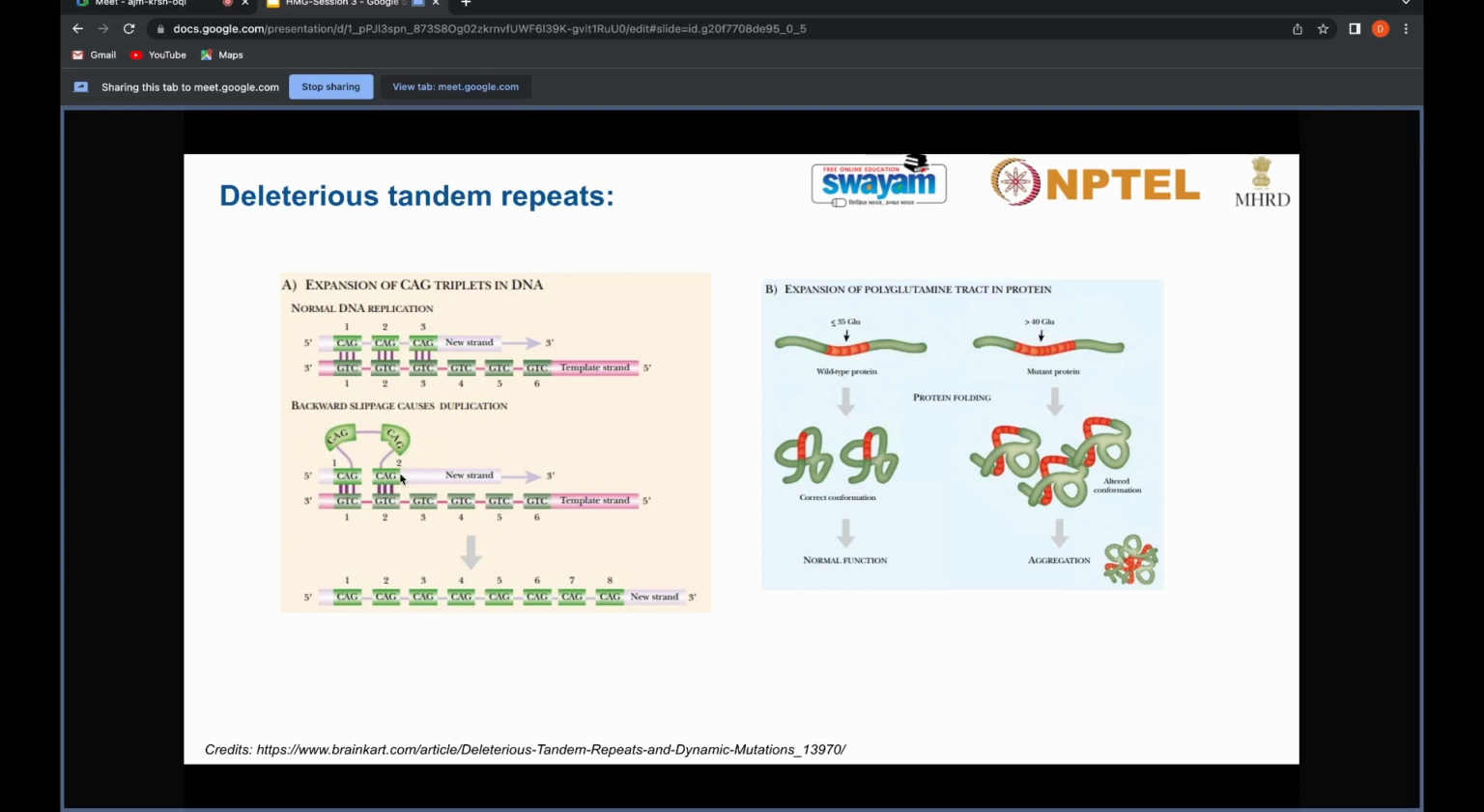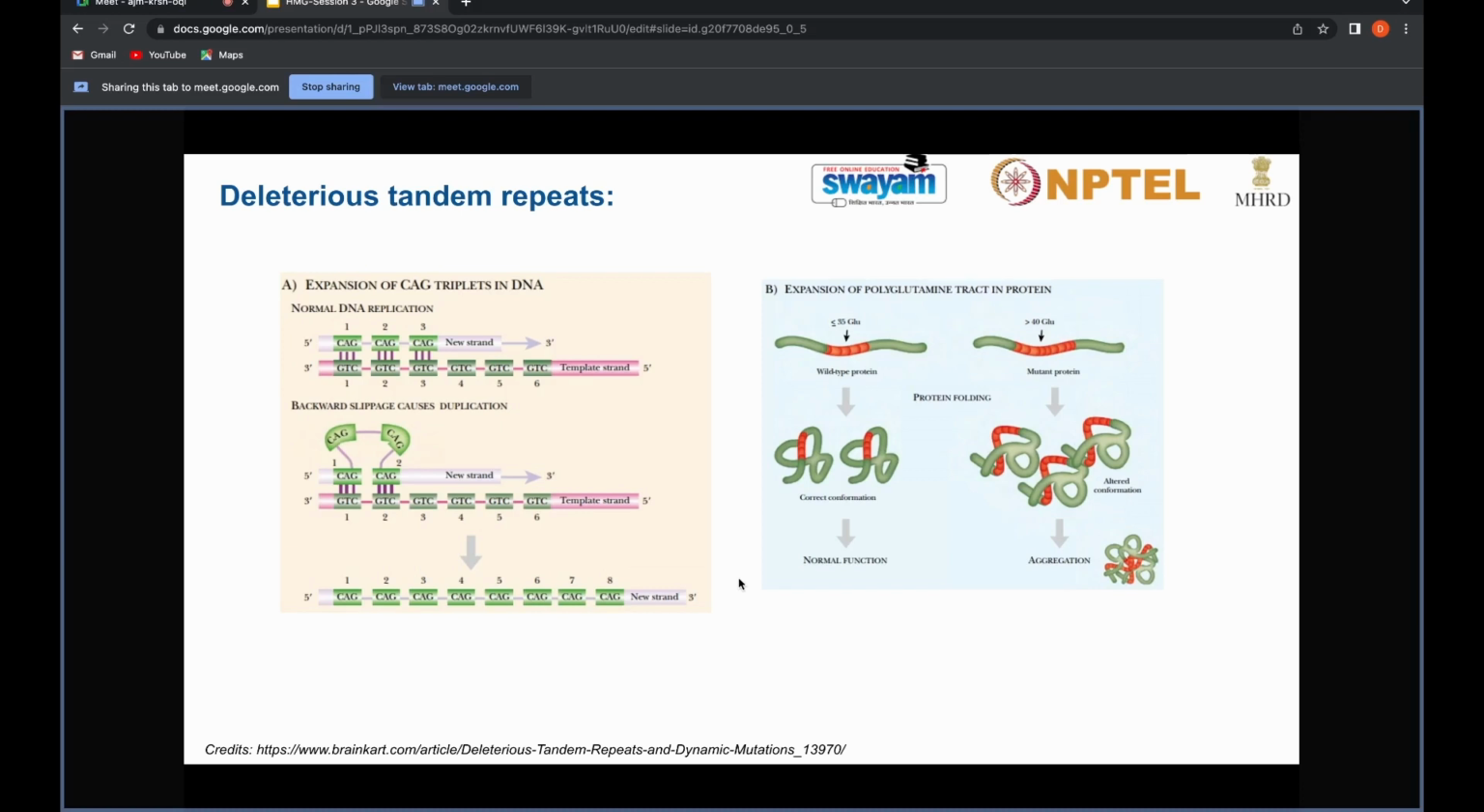This third trinucleotide repeat is binding to the second trinucleotide repeat in the other DNA strand, due to which these two are the duplicated repeats. So this will lead to further expansion of this repeat. Similarly, if this happens again and again, then this repeat will expand.